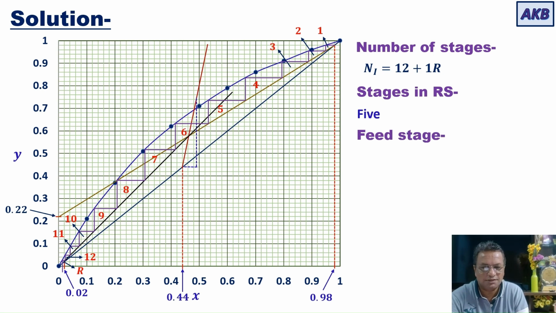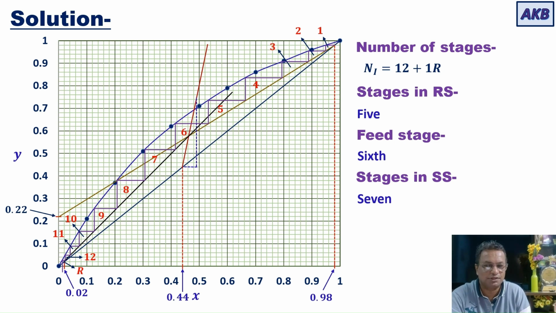Feed stage is the 6th plate or 6th stage, and stages in the stripping section, how many are they? 1, 2, 3, 4, 5, 6 and 7. So there are 7 stages in the stripping section. So you have a total of 7 stages in the stripping section, 1 stage is the feed stage, that is the 6th stage, and 5 stages in the rectifying section. So in this way there are 13 stages in this particular column.